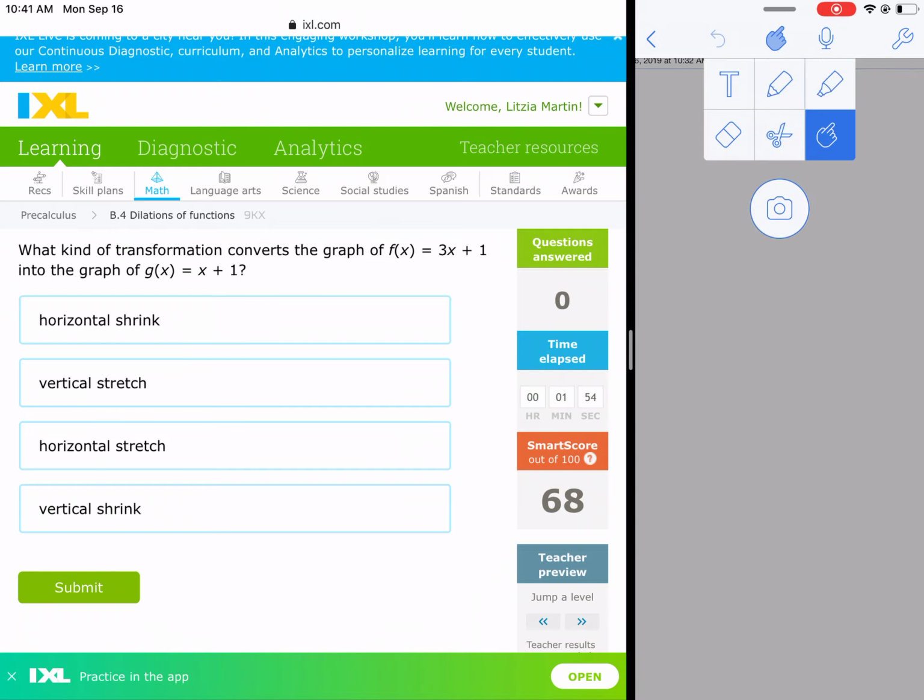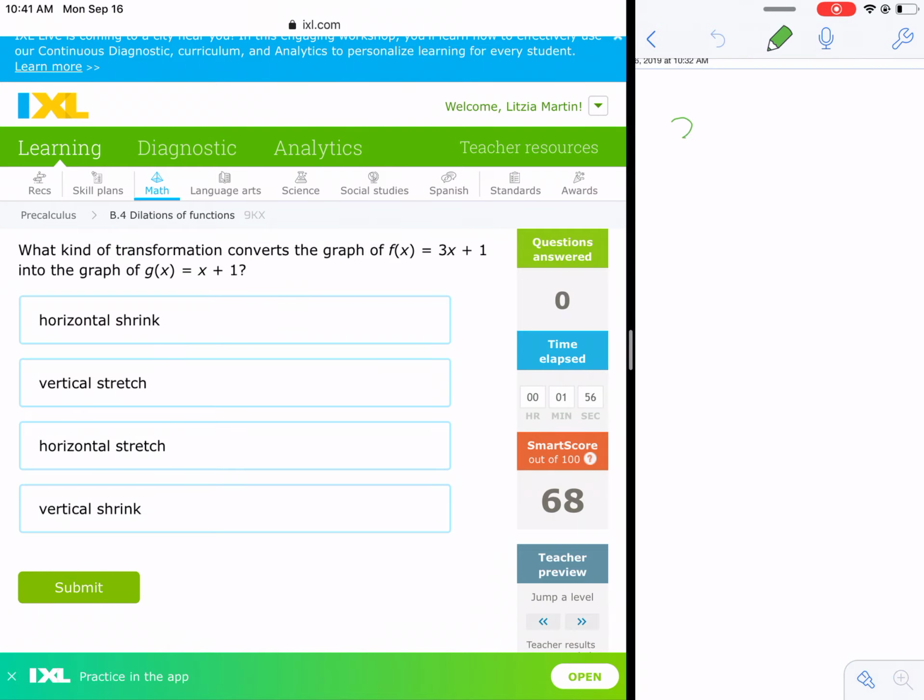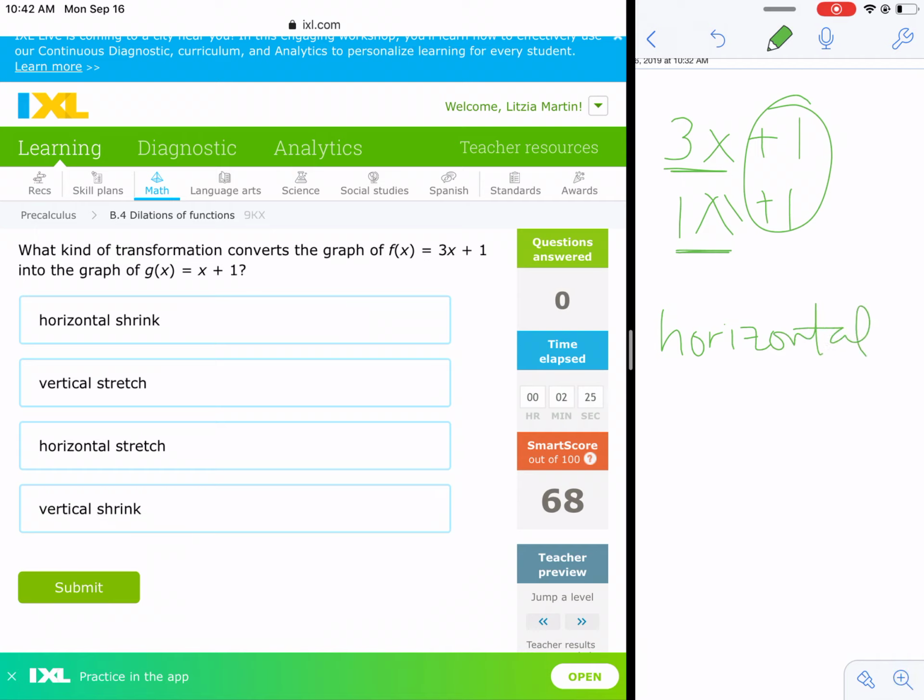x plus 1. So what we want to notice, first of all, is that the only thing that's being affected in this case is our x, right? The x is being multiplied by 3, and then it's being multiplied by 1 technically. This plus 1 doesn't change. So when there's no change in the entire function and only one part of the function, that means this is some kind of a horizontal dilation.